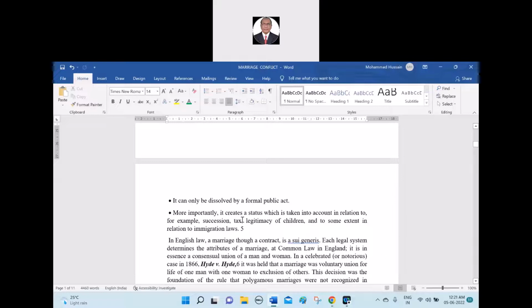And more importantly, it creates a status which is taken into account in relation to, for example, succession, tax, legitimacy of children, and to some extent immigration laws. Yes, some immigration laws also play a role because, of course, now Tanzania is allowing adoption by foreign people. Yes, they have to go through certain conditions, then only is the adoption valid. And you should bring it to the notice of the government when the adoption is there, and bring it to the notice of the court also. And there would be endorsement by the Ministry of External Affairs on that. If I am not mistaken, please make the correction.